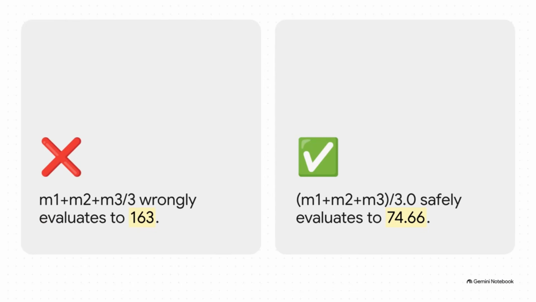Now, you really want to watch out for this classic operator precedence trap. Look at the left side here. If you try to average the marks 78, 55, and 91 by just writing M1 + M2 + M3 / 3, C is going to perform that division first. It divides 91 by 3 to get 30, then adds that to the other marks, giving you a wildly incorrect average of 163. The right side shows us the fix. You use parentheses to force the addition to happen first, and then divide by 3.0 to ensure floating point decimal division, giving us the correct 74.66.